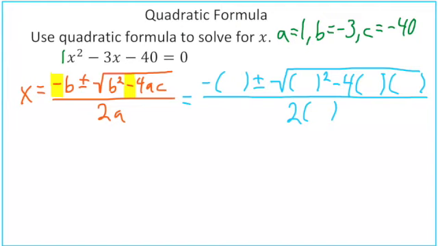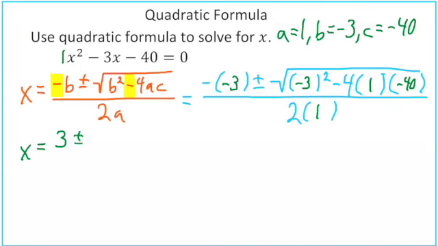So this is why I like to leave spaces for the values and then enter them in. Let's enter in our b value of negative 3. That also goes with our b squared. Then we have negative 4 times the a value of 1 and the c value of negative 40. On the bottom, we have 2 times the a value of 1. Now we can start simplifying this. The first thing that gets simplified is that negative negative 3. We have two negatives there, so that becomes positive 3.